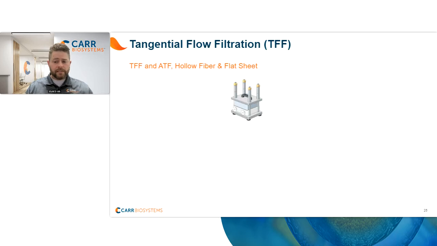The next one is tangential flow filtration. This could be TFF or ATF. It could be hollow fiber or flat sheet. And some really nice pros here. It's a closed system. It can be automated. It can be really nice buffer and media exchange. Scale down quite well and scale up as well.